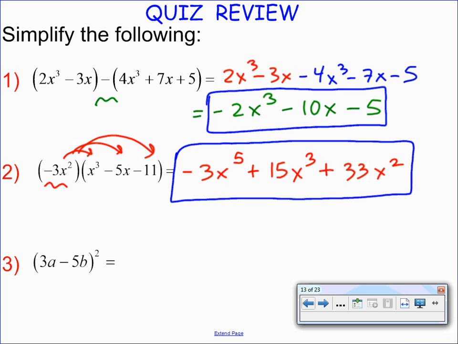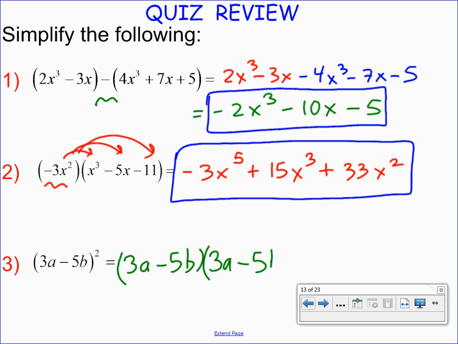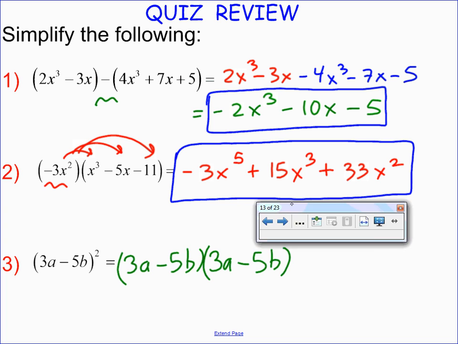All right, number 3. Number 3 is what operation? Addition, subtraction. Well, this is also multiplication. Isn't this 3a minus 5b times 3a minus 5b? That's what it means to take a binomial and square it. And when I do so, the result is always a trinomial. So let's go ahead and see that that's the case.